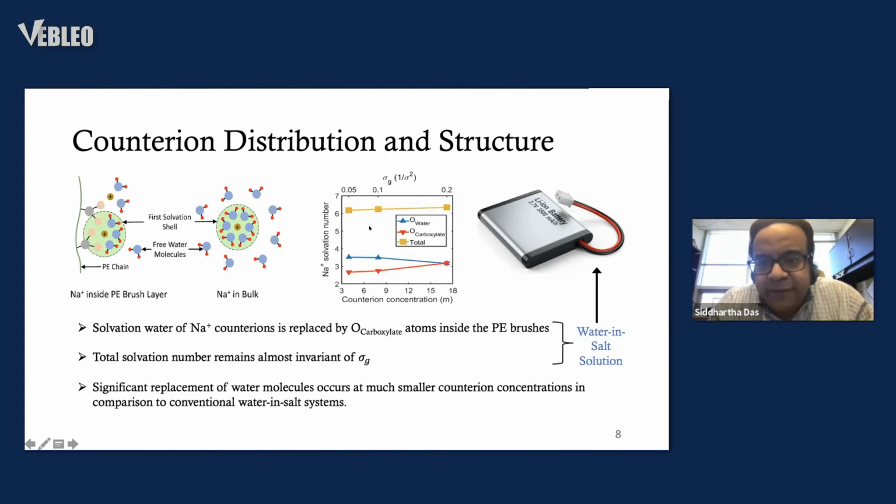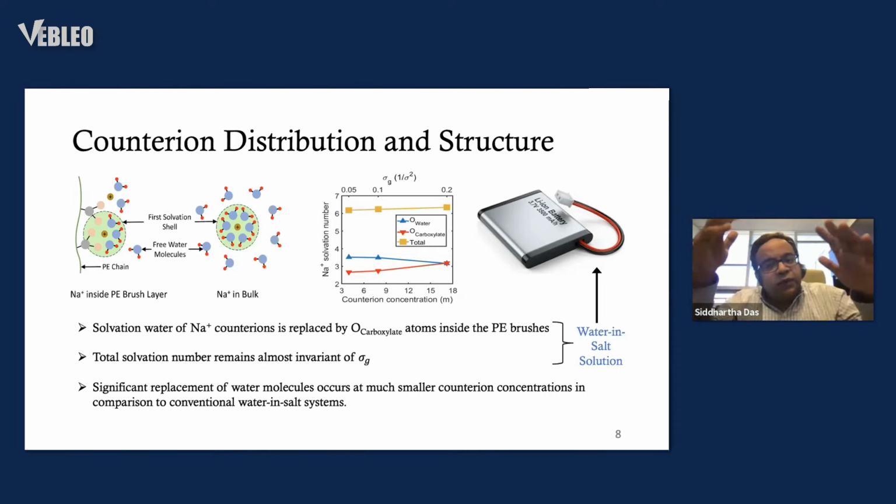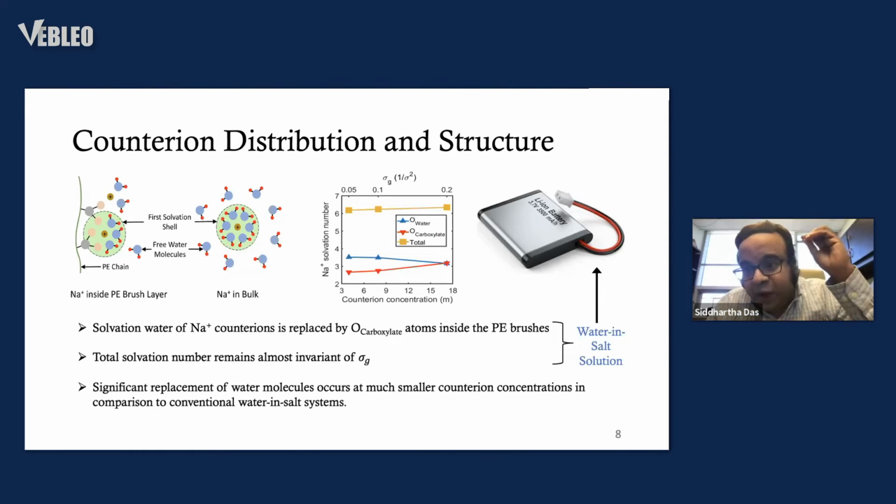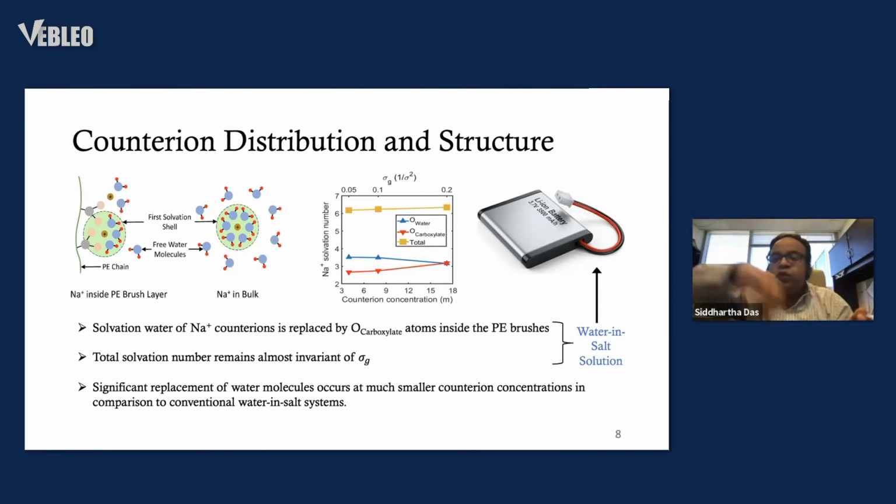scenario quantitatively in this plot, where you see that as you increase the grafting density, you increase the counter ion concentration, because a larger grafting density means more COO minus in a given volume, hence you would need more counter ions in a given volume for screening. So the counter ion concentration also increases. There you find that the sodium ion solvation number remains constant. However, the oxygen of the water molecule, the blue curve, goes down, meaning the water molecules themselves go down, whereas the red curve, the carboxylate part, is going up. That means the replacement is occurring.